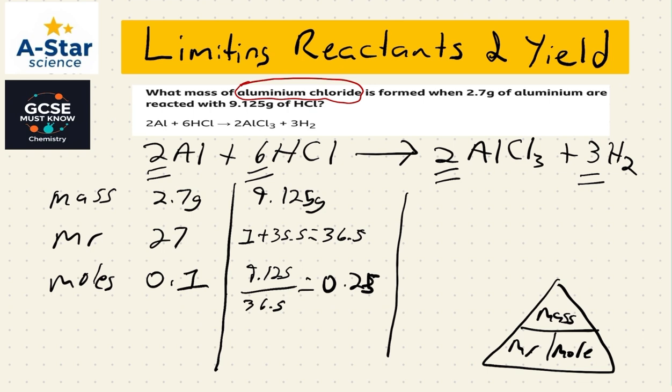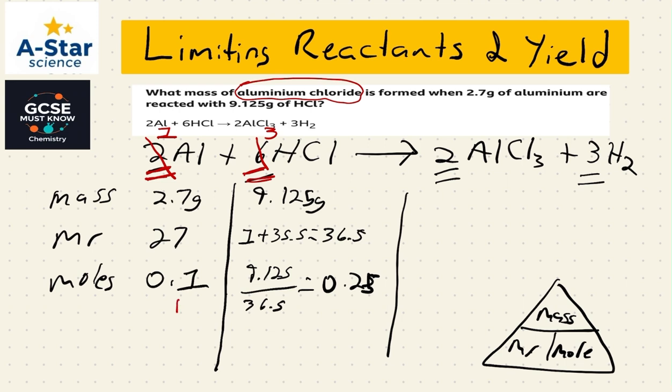So let's look at the molar ratio now. This says 2 to 6. For every 2 aluminum, we require 6 hydrochloric acid. We can simplify that to a 1 to 3 ratio. Just like a fraction, 2 goes into 2 one time, 2 goes into 6 3 times. So this is really a 1 to 3 ratio.